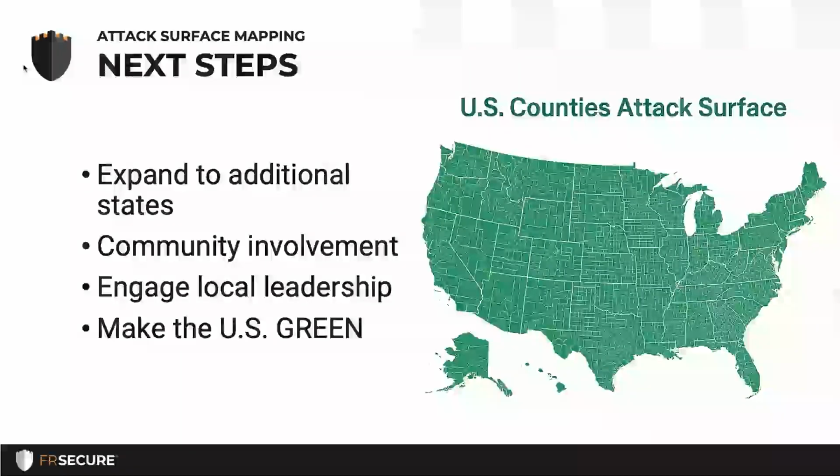So, tell you a little bit about why I'm here and what we want to do next. We want to make the United States green. Every county in the U.S., we want to be green. We're going to expand our methodology and what we did with Montana to other states. I'm working on Kentucky right now. If you have a suggestion, if you're from out of town, just tell me. Tell me which state you want to see next. I'll do it.